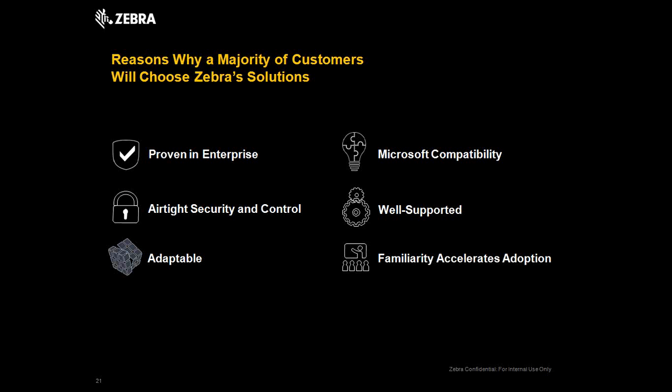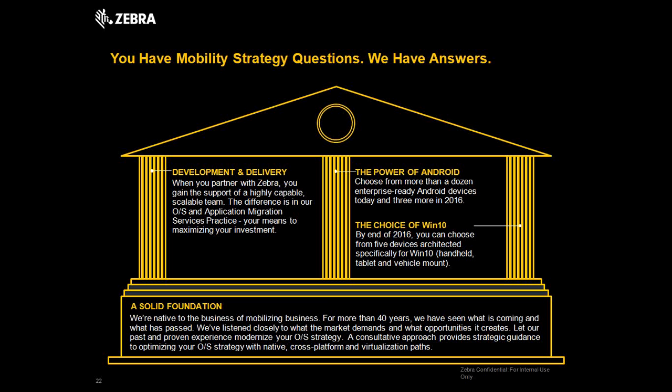Really, if you think about these changes and what it means going forward, we've got a platform that allows you to make a go-forward direction today. It's proven in the enterprise. It is airtight, secure, and controllable. It is adaptable, which allows us to iterate variants of the common operating system across different form factors to give you one common way of supporting an environment overall. It's well supported. It's compatible with the back-end Microsoft back-ends that are out there, and it is a familiar experience.